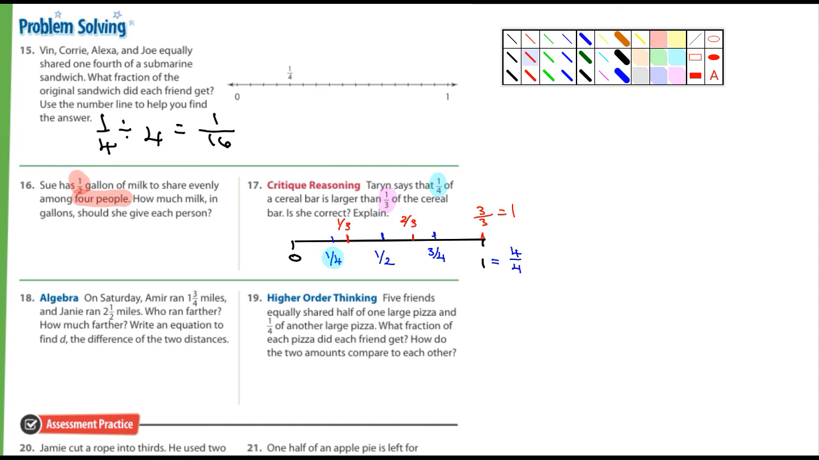All right? So I'll use pink again. Where's 1/3? 1/3's right here. So which is larger? Okay? All right, well, I just showed you. You write it out, you explain which is larger. Is she correct? And explain if she's correct or not. Okay? All right, so then for number 18, let's take a look here.